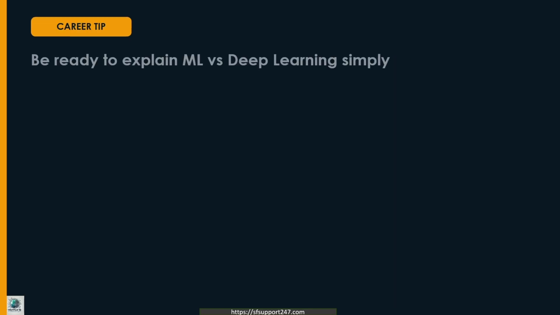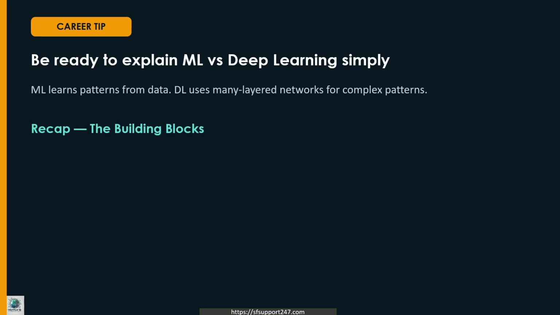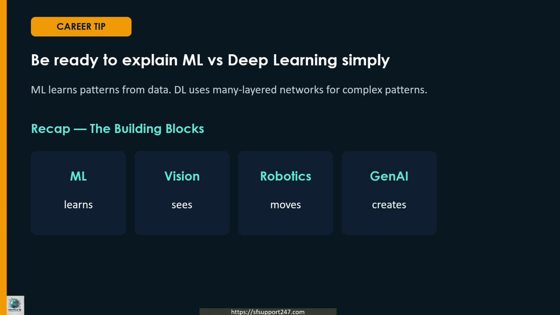Let's move on to the next career tip. Be ready to explain the difference between ML and deep learning. At a high level, ML learns by patterns, DL uses many layers. Just a recap: computer vision is AI that sees. Robotics is physical AI that moves. Generative AI creates images, text, Word documents and videos. And agents can work autonomously, meaning by themselves.